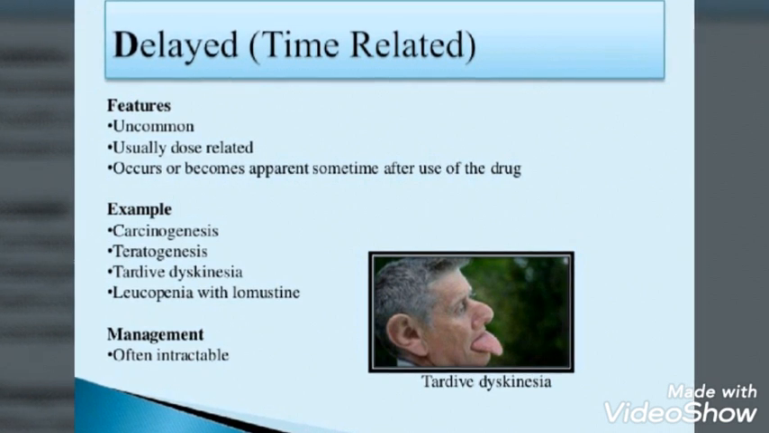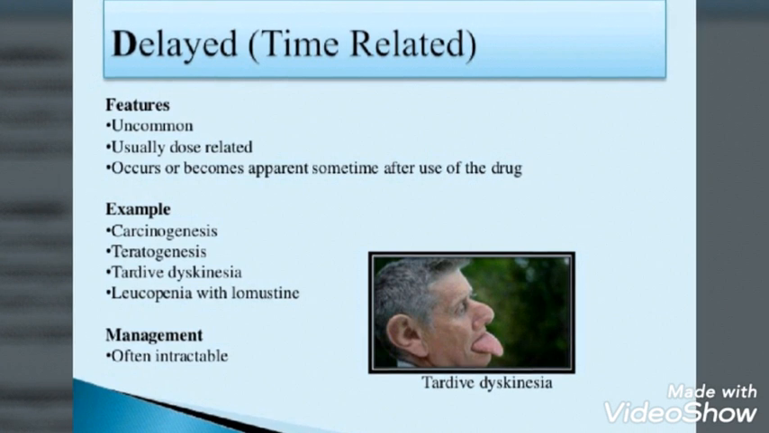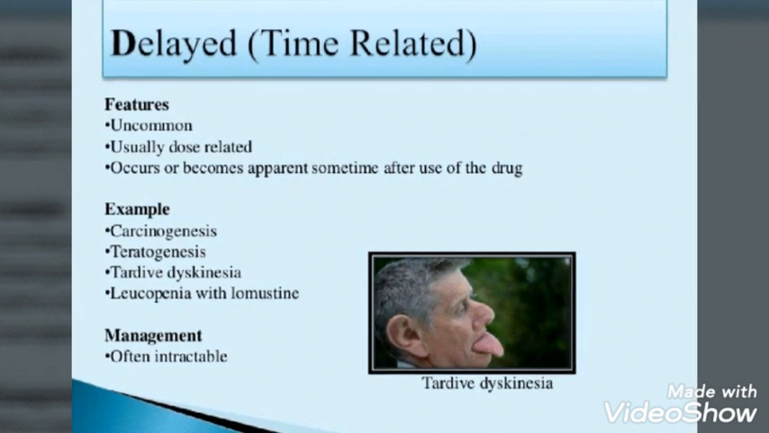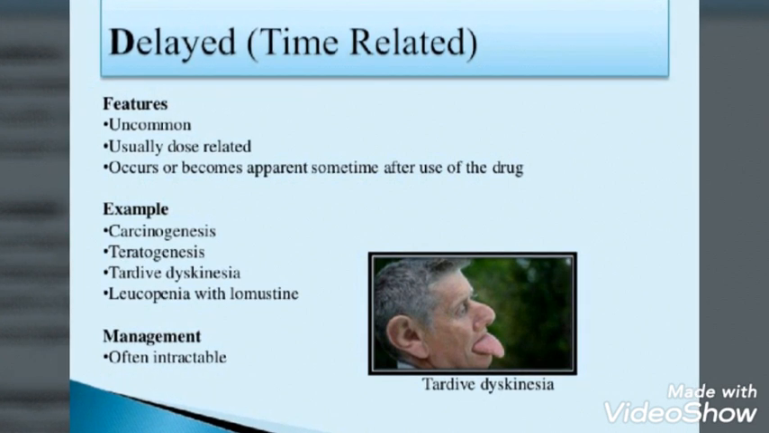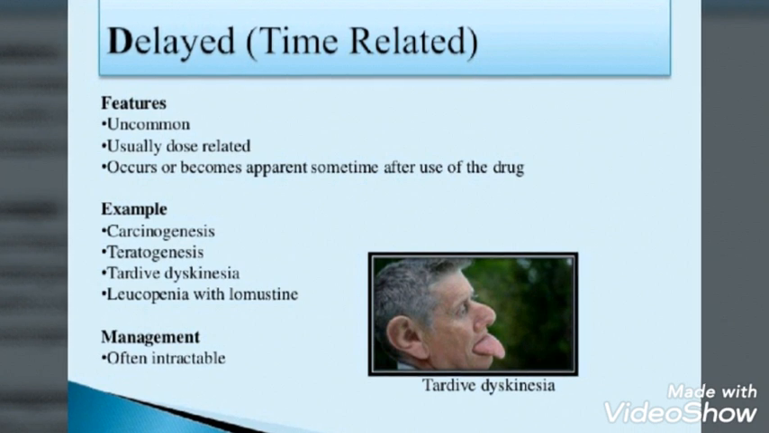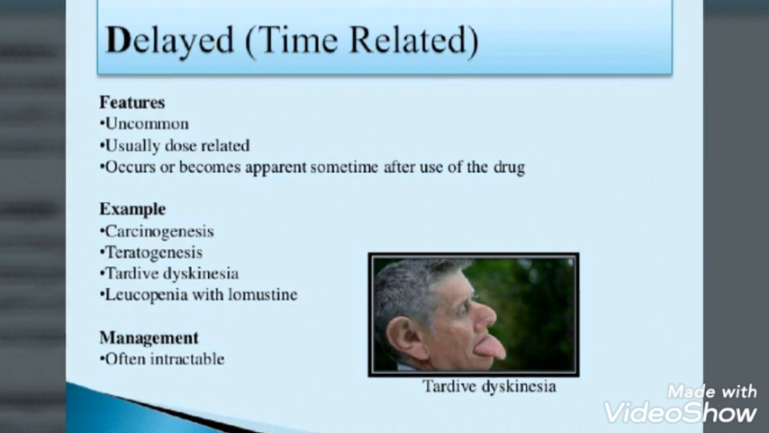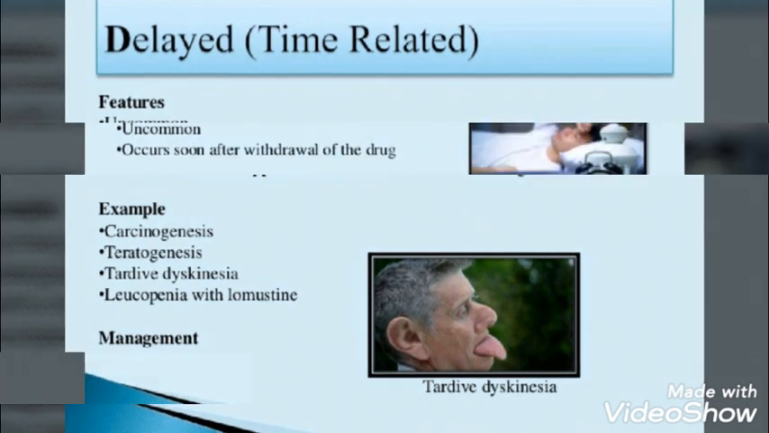Features are uncommon, usually dose related, occurs or becomes apparent some time after use of the drug. Examples are carcinogenesis, teratogenesis, tardive dyskinesia, leukopenia with lomustine. Management is often intractable. Next is end of use, withdrawal.